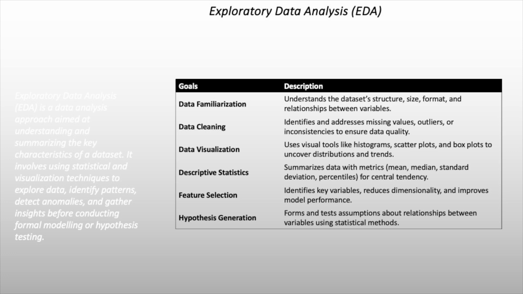3. Data visualization uses tools like histograms, scatterplots, box plots, and bar charts to uncover distributions, patterns, and trends visually. 4. Descriptive statistics summarizes data with metrics like mean, median, standard deviation, and percentiles to describe its central tendency and variability. 5. Feature selection identifies key variables that contribute to predictive tasks, reducing dimensionality and improving model performance.